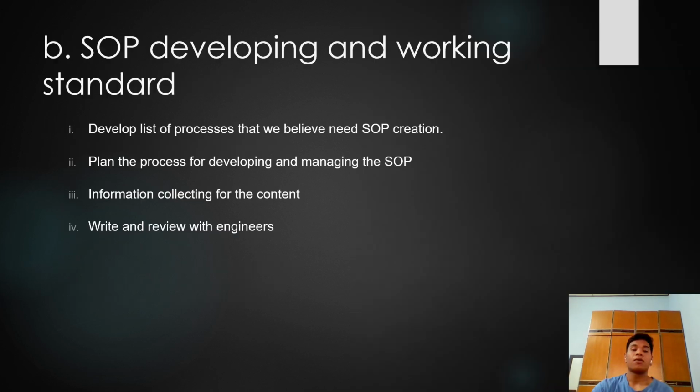For the measurement and quality standard, we use JI, job instruction, and master limit sample to measure the size of the cut stock, and if the cut stock meets the size and appearance, we just accept the cut stock. For SOP developing and working standard, we need to start developing the SOP. We plan the process for developing and managing SOP information. We collect information and content, and then we write and review with the engineer.